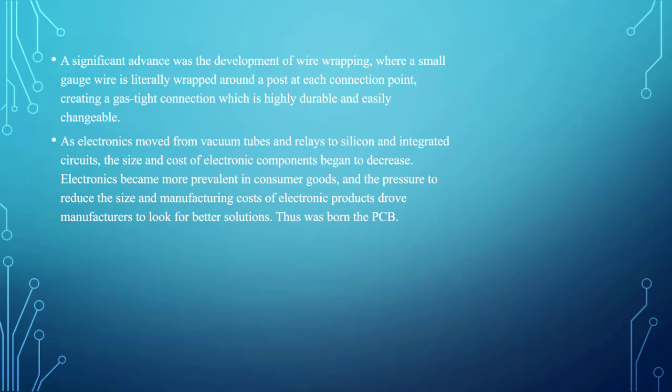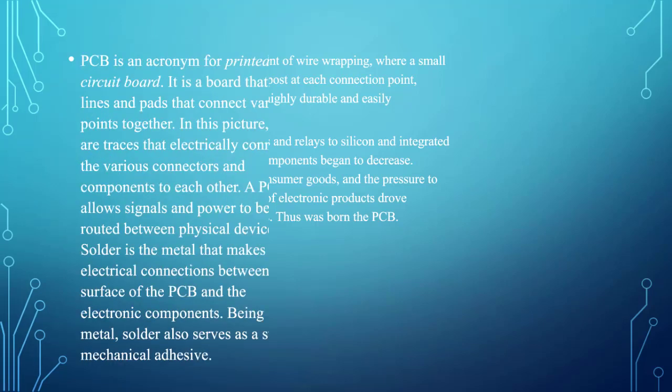As electronics moved from vacuum tubes and relays to silicon and integrated circuits, the size and cost of electronic components began to decrease. Electronics became more prevalent in consumer goods, and the pressure to reduce the size and manufacturing costs of electronic products drove manufacturers to look for better solutions. Thus was born the PCB.